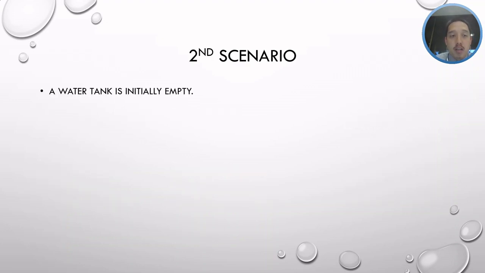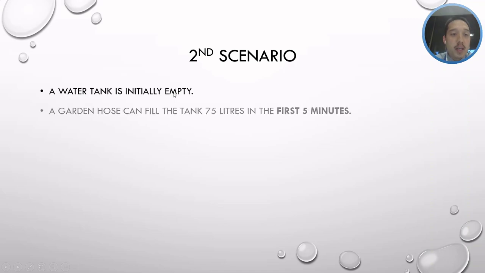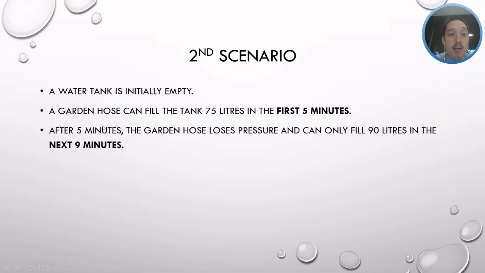For the second scenario, we're going to look at something a little bit more complex. In fact, the complexity of this one helps you with the PS&T because it's done in stages as well. If you look at your PS&T now, you'll be able to see it. But here, a water tank is initially empty, as in there's no water in it at the very beginning. A garden hose can fill the water tank 75 liters in the first 5 minutes. And then after that 5 minutes passed, the garden hose starts to lose pressure and can only fill 90 liters in the next 9 minutes.